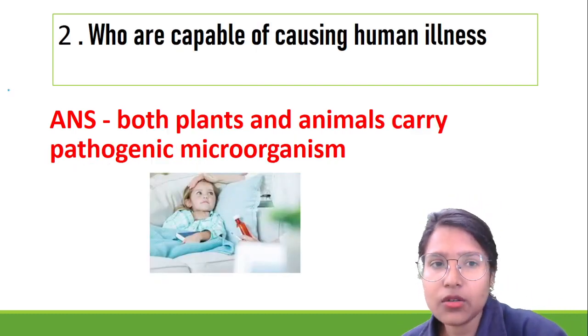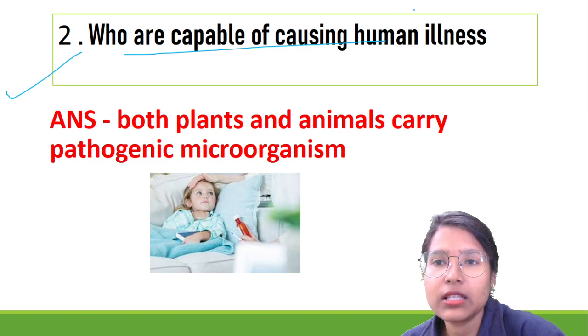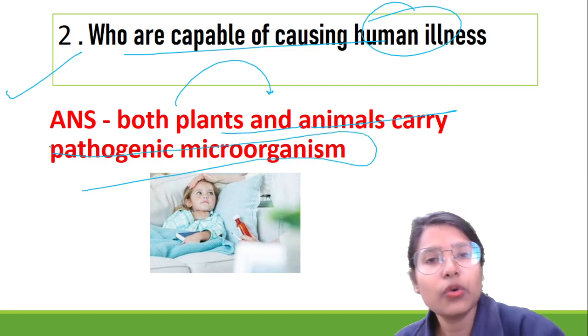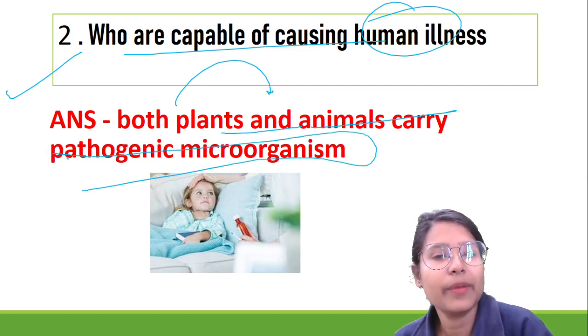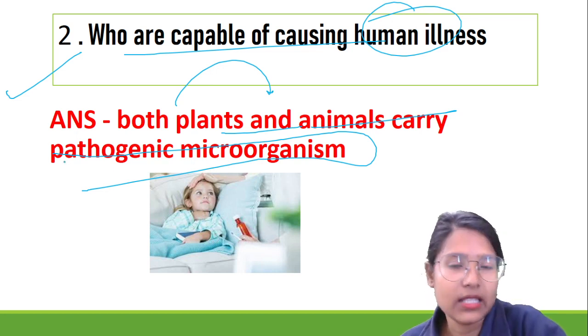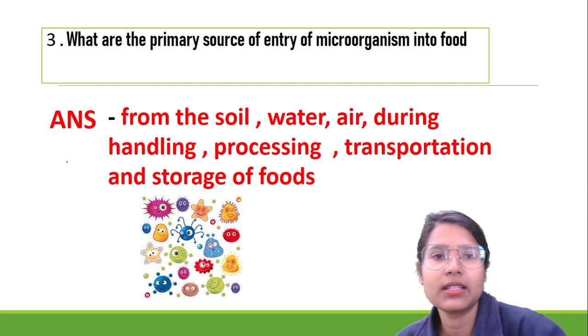Now next one is who are capable of causing human illness. Both plants as well as animals that carry pathogenic microorganisms. कोई भी प्लांट या कोई भी एनिमल जिसके अंदर पैथोजेनिक माइक्रोऑर्गेनिजम्स हो, they are able to cause human illness. ह्यूमन को बीमार करने की वो कैपेसिटी रखता है.